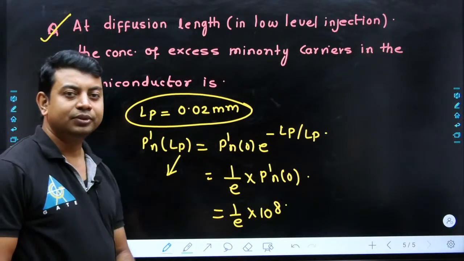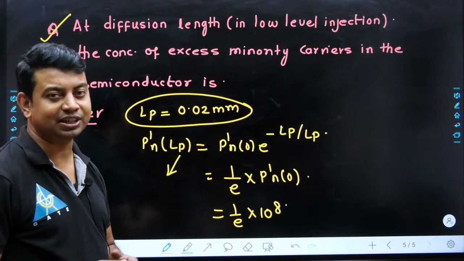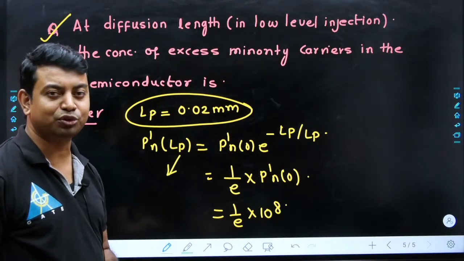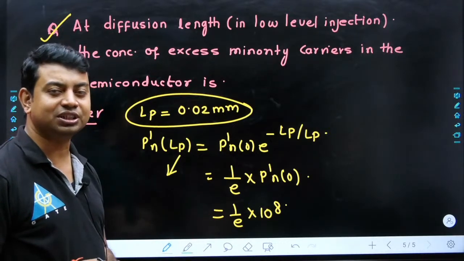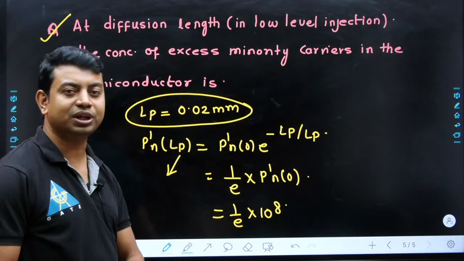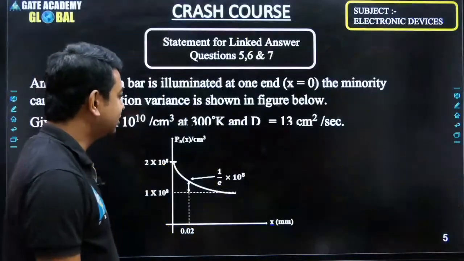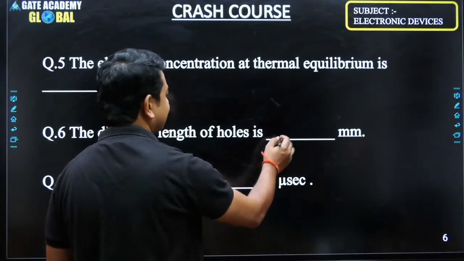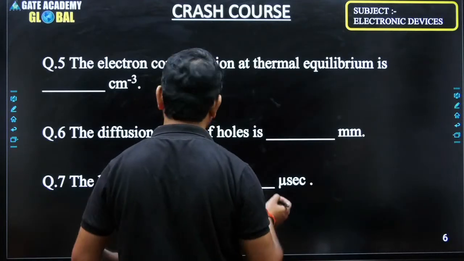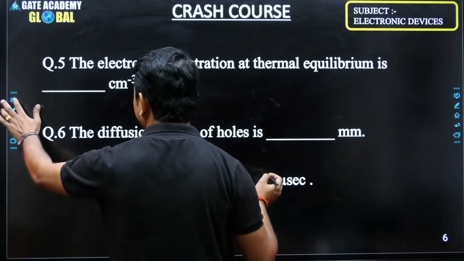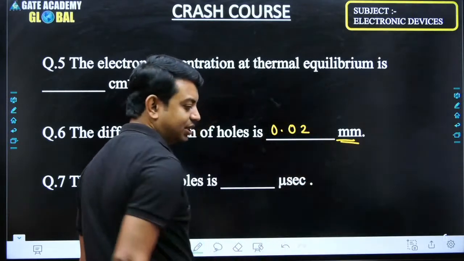So, the excess minority charge carrier concentration at the distance that is the diffusion length will be decreased by 1 upon e times the initial concentration at distance 0. Okay. Those who have found the answer also know this concept. So, we can write here LP is equal to 0.02, and mm is written already in this question.